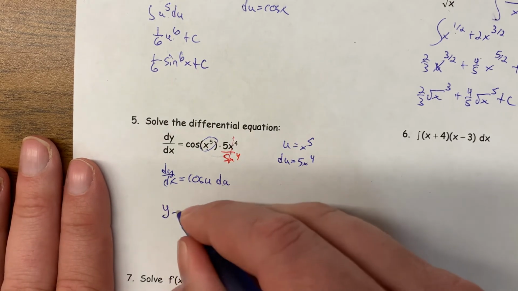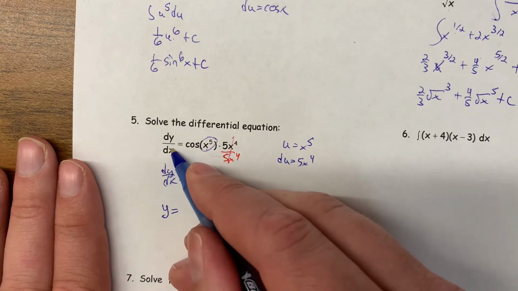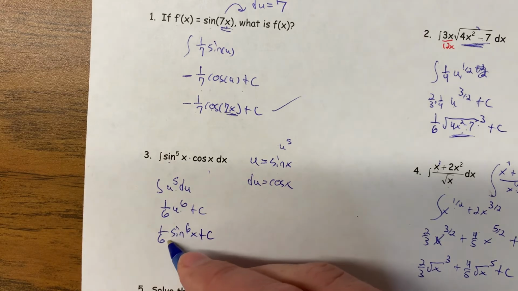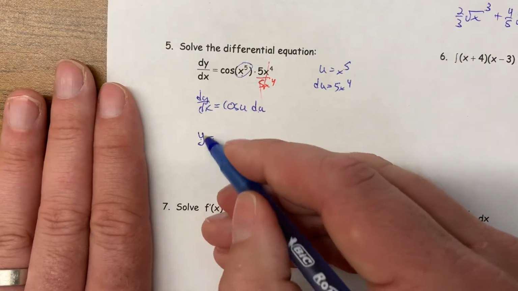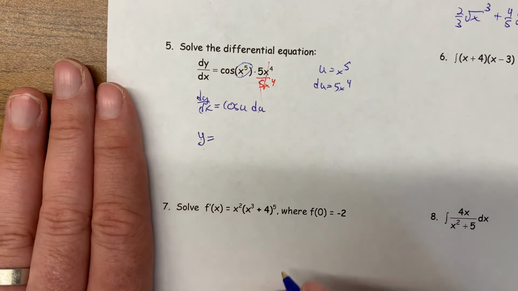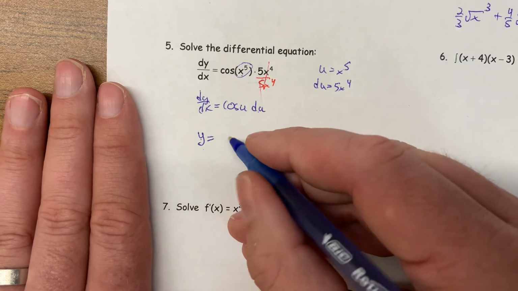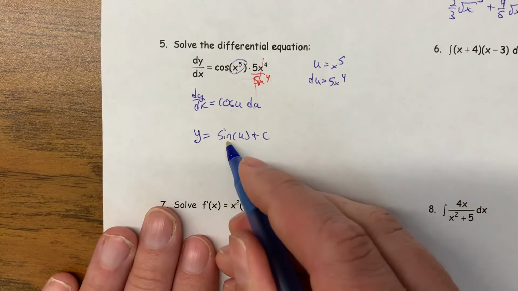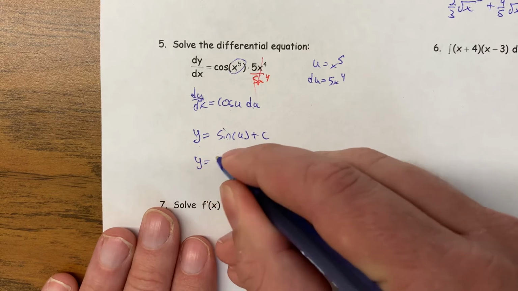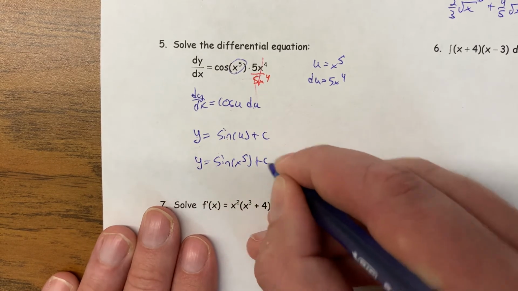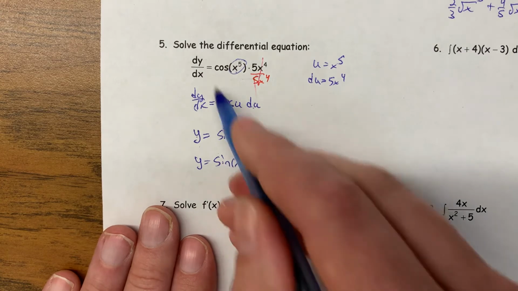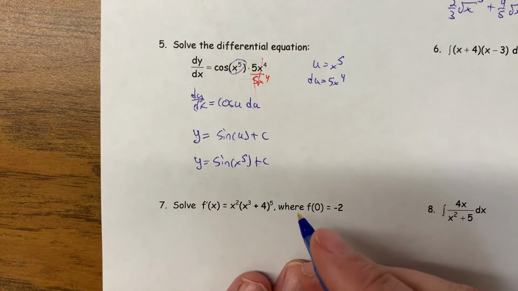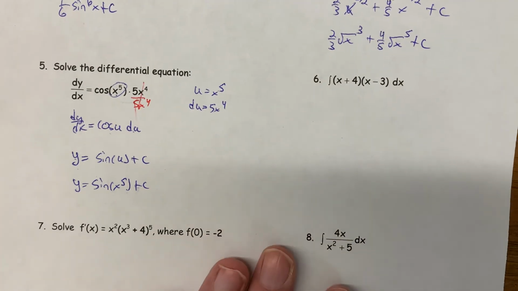So the integral is going to be y equals, remember, when it's dy dx, we should end up with y equals, right? When there's no dy dx, we shouldn't have y equals. So y equals, solving a differential equation means finding what the original function was. And so the integral of cosine is sine plus c. And u was x to the 5th. So y equals sine of x to the 5th plus c. And I hope you see that when you do the derivative, the derivative of sine is cosine. We leave the inside function alone, and then we multiply times the derivative of the inside function. That's the chain rule.